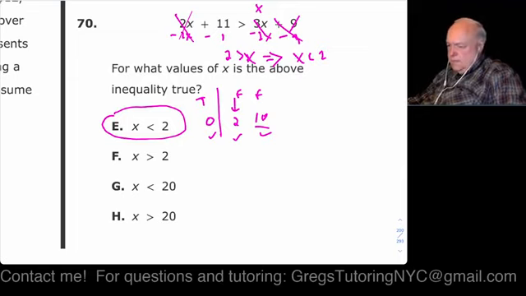We did 78. We did 79. We did 80. We did 81. 82 we did, I think. 83 we did. 84 is a rate. 85 is something else there. It looks like there's no more algebra here. Let's see what's going on. 87, 89. Let me try to skip through this, otherwise you're just hearing me narrate.